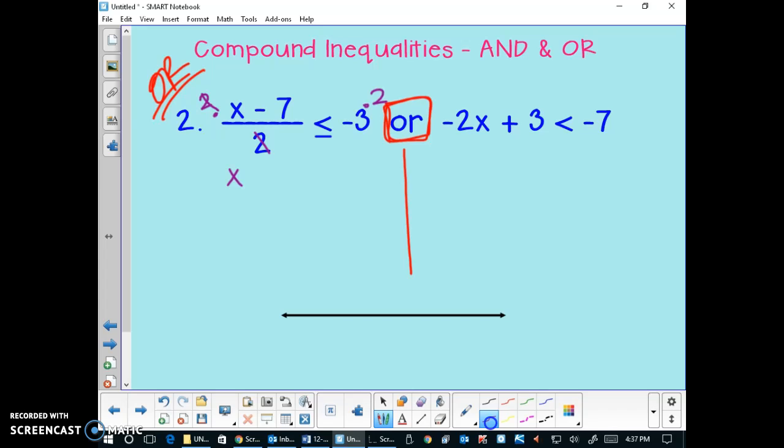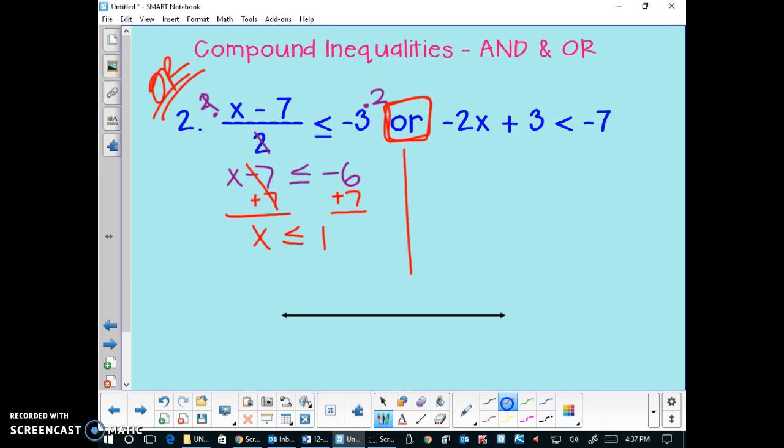So here I'm going to multiply both sides by 2 because that gets rid of the divide by 2. So I have x minus 7 is less than or equal to negative 6. And then I add 7 to both sides. So I have x is less than or equal to 1. So that's one side of the inequality.